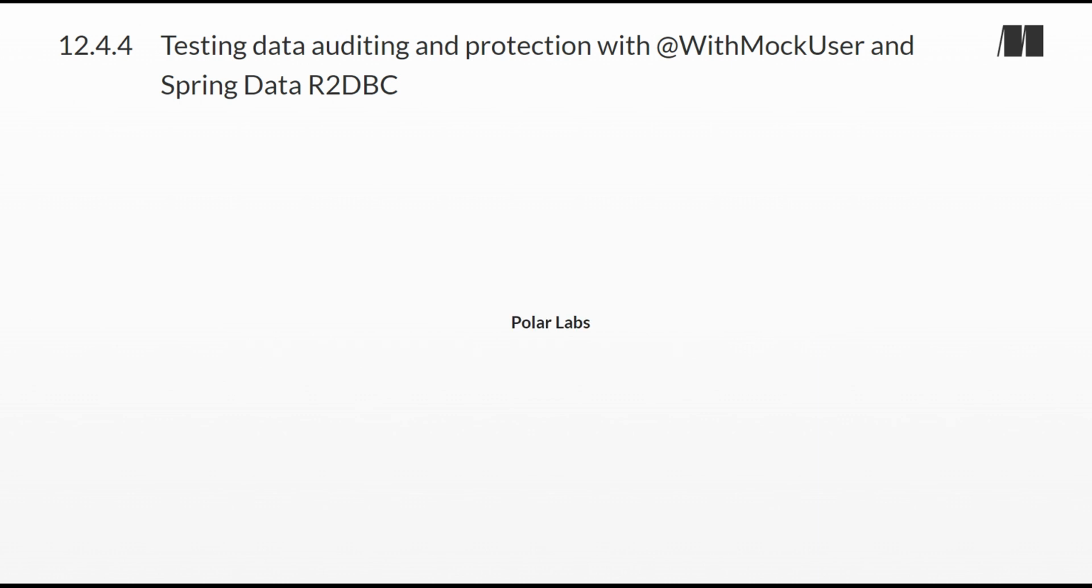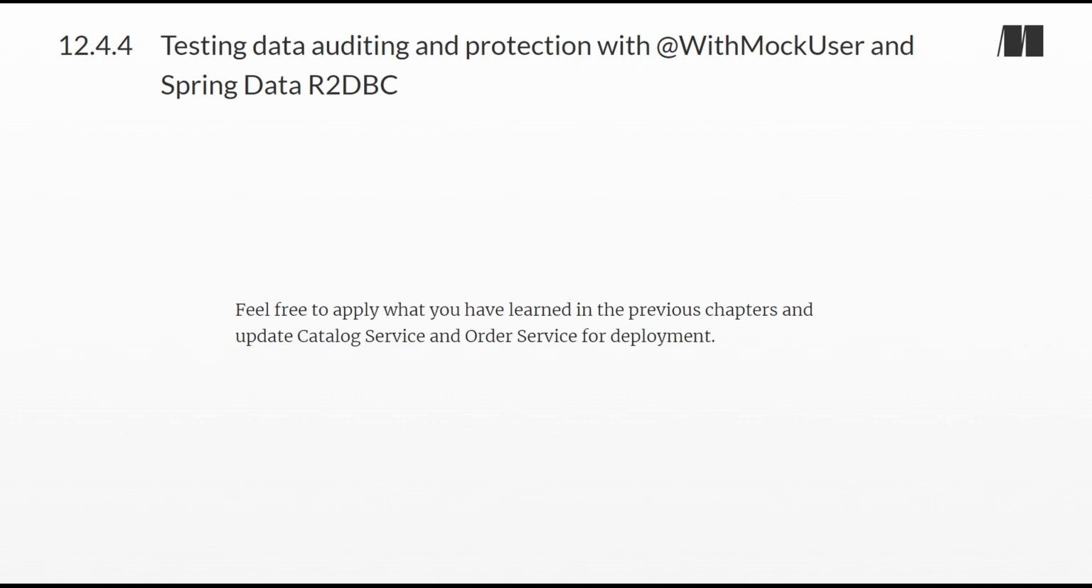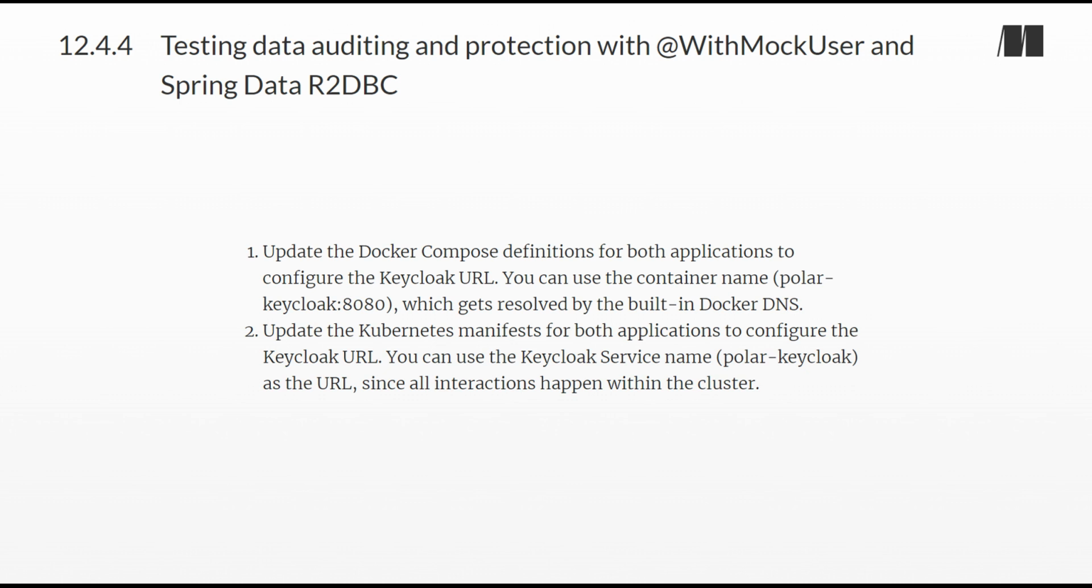Polar Labs. Feel free to apply what you have learned in the previous chapters and update catalog service and order service for deployment. 1. Update the Docker Compose definitions for both applications to configure the Keycloak URL. You can use the container name, polar-keycloak:8080, which gets resolved by the built-in Docker DNS. 2. Update the Kubernetes manifests for both applications to configure the Keycloak URL. You can use the Keycloak service name, polar-keycloak, as the URL, since all interactions happen within the cluster.